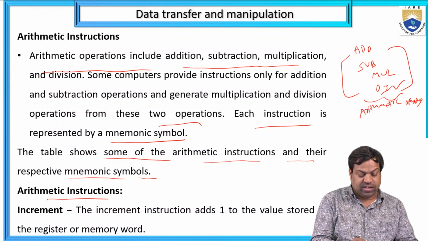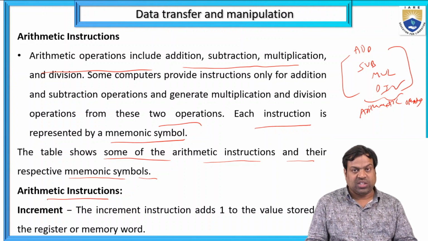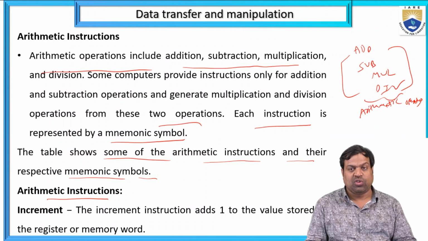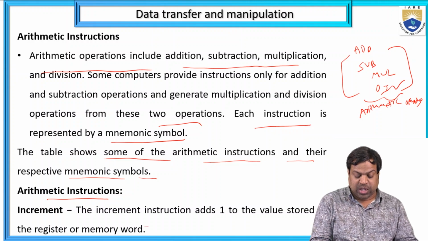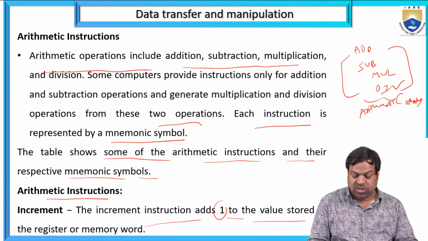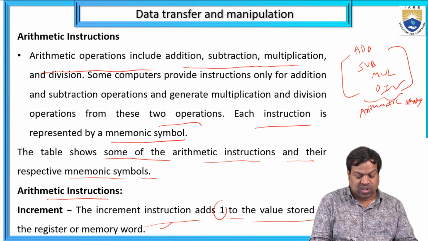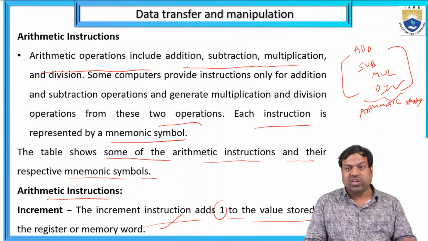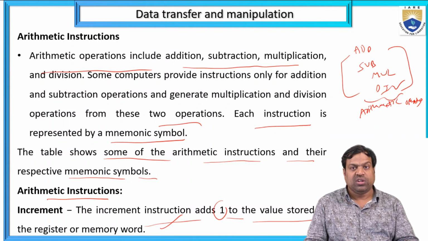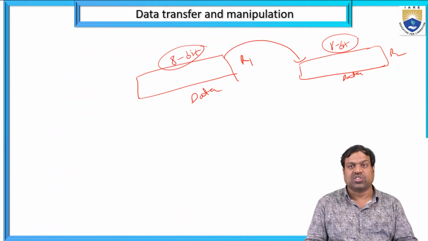So here, the arithmetic instruction. In the arithmetic instruction, first we are going for the increment. The increment instruction adds 1 to the value stored in the register or memory word. So what is the input value? For that input value, we have to add one value to that one. That is called increment. This increment operation we are calling an arithmetic instruction.